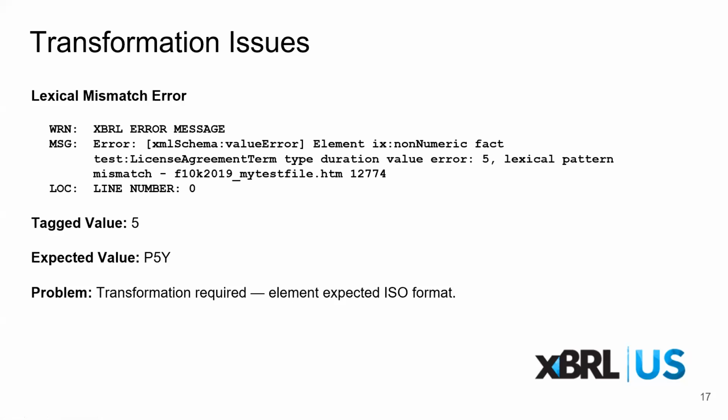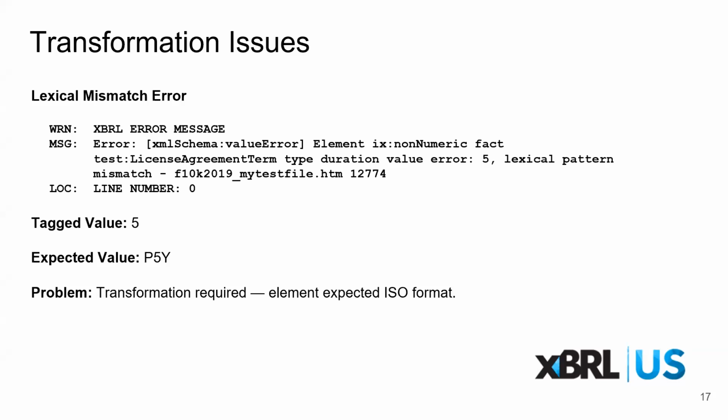And in this case, I have a tagged value, the number 5, and it's expecting an ISO date format. And this error means I did not give a transformation, I just didn't use one. So the duration is expecting an ISO format, and I gave it something it didn't understand. So I get a lexical pattern mismatch. So you just have to apply the correct transformation there. And the software you're using to actually create the XBRL should have a way for you to apply that. Or it might be applied automatically, and you might never see this error message. That will depend on the actual vendor you're using for XBRL.